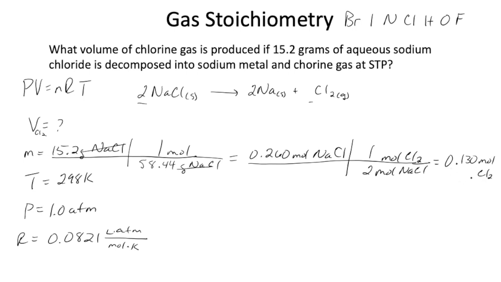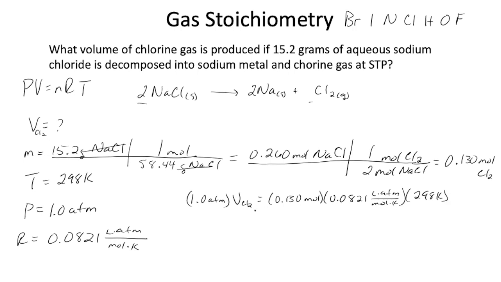Now that we have the moles of chlorine gas, we can plug this information into PV equals nRT and solve for volume. This gives us 1.0 atmosphere times the volume of chlorine gas. I'm just going to keep that as a variable because that is what I am solving for. I now know the moles of chlorine gas to be 0.130 moles. The gas constant is 0.0821 liters atmosphere per mole K, and we're using this one so that it matches all of our units.